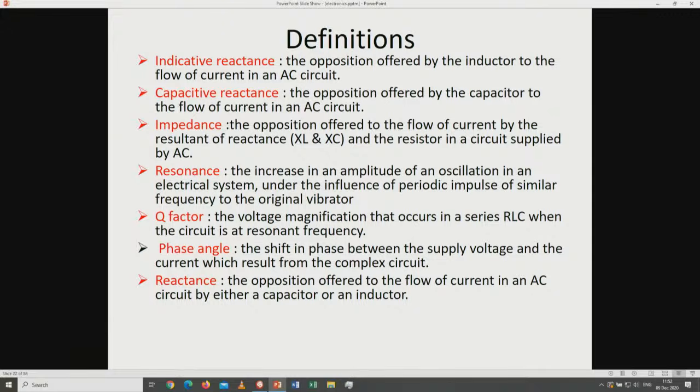The Q factor is the voltage magnification that occurs in a series RLC when the circuit is at its resonant frequency. The phase angle is the shift in phase between the supply voltage and the current which results from the complex circuit. Reactance is the opposition offered to the flow of current in an AC circuit by either a capacitor or an inductor. That's the definition of reactance.